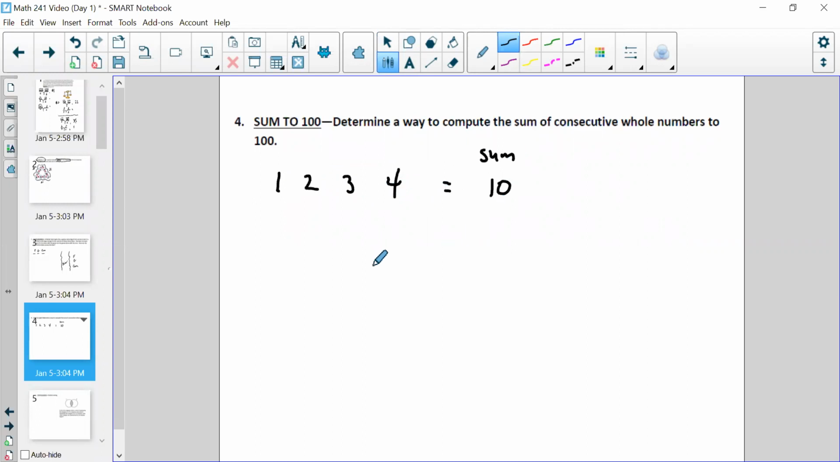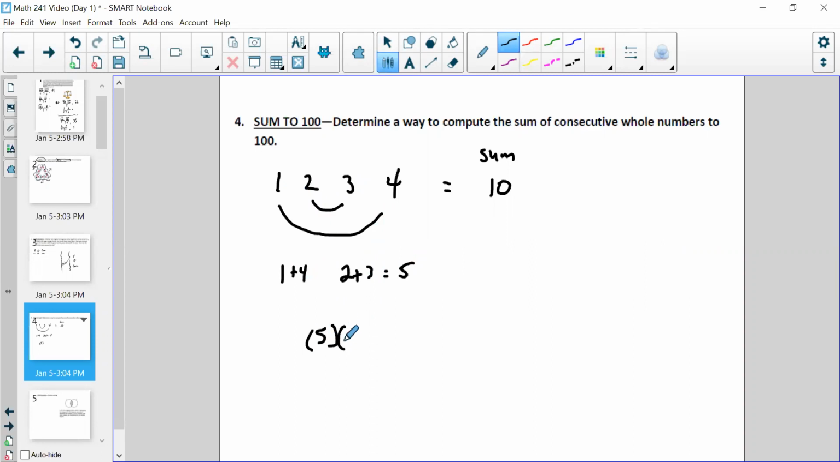So a way to, if I wanted to go with larger numbers, instead of adding them all up, I can also think about these pairs. Look at 2 and 3 and 1 and 4. So 1 plus 4 and 2 plus 3. Notice what their sum is. Their sum is 5. So I have a sum of these pairs, which would be 5 of them.